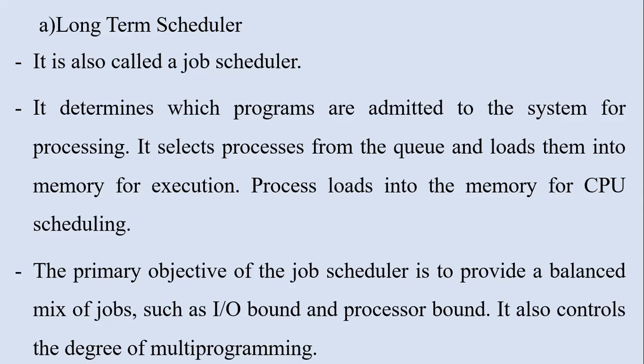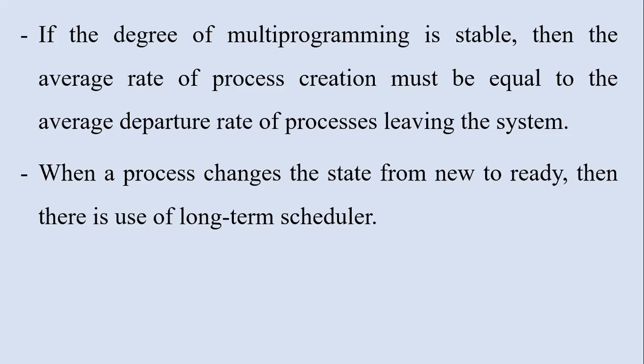The long-term scheduler is also called a job scheduler. It determines which programs are admitted to the system for processing. It selects processes from the queue and loads them into memory for execution. The process loads into memory for CPU scheduling. So the primary objective of the job scheduler is to provide a balanced mix of jobs, such as input-output bound and processor bound. It also controls the degree of multiprogramming.